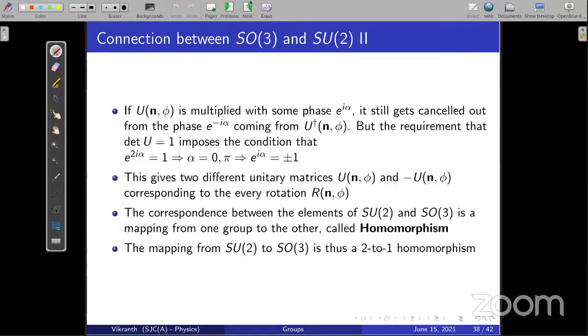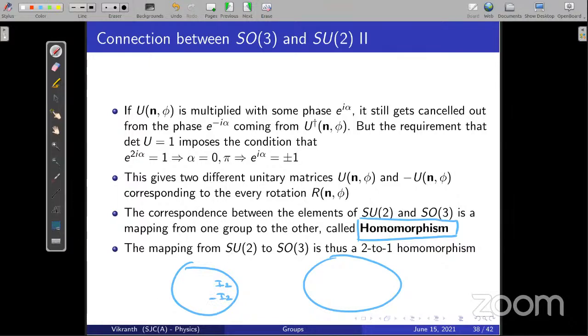And what you end up with is something called a homomorphism. I won't even get into details of what exactly a homomorphism is, but what I will tell you is, if I have, let's say, two circles here, and I have some elements I2 and minus I2, the identity matrices, and this would be my SU(2) group, and here I have SO(3), and I will just consider some random matrix. I'll call it Q.